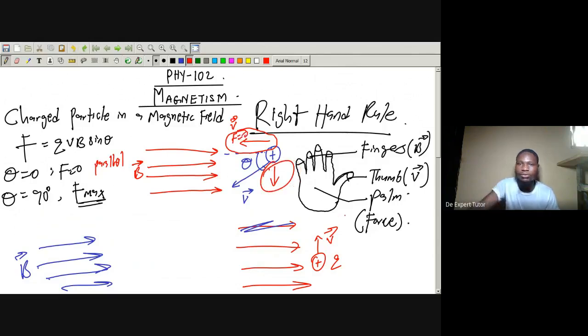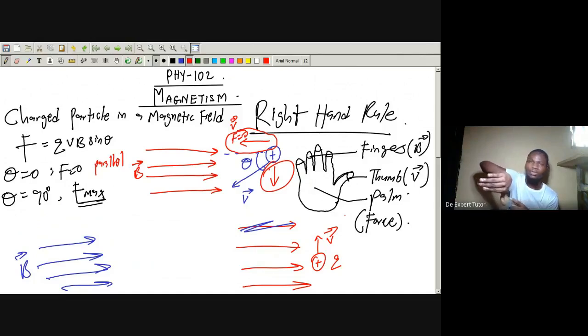Now, observe. The magnetic field is going in the right direction. So place your hand in a way that your fingers will face the right direction. And don't forget, your velocity is going downward. So what are you going to do? Position your hand downward. All together?